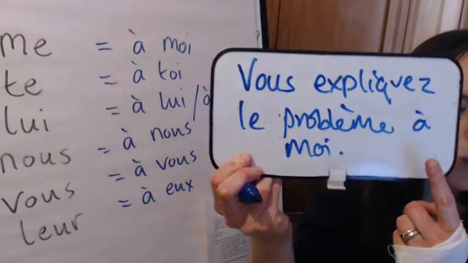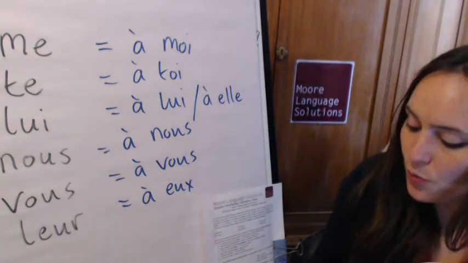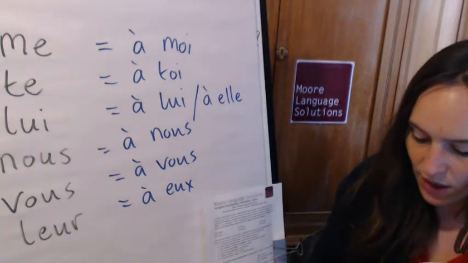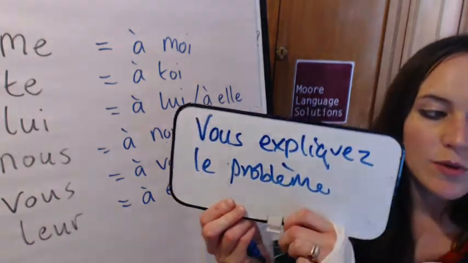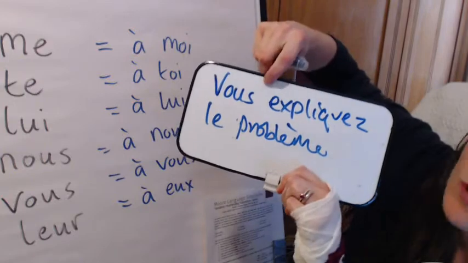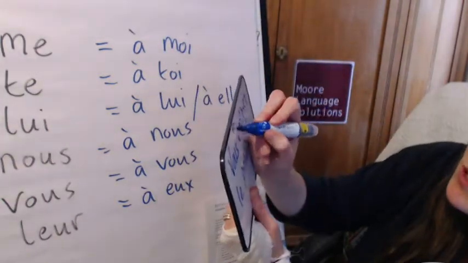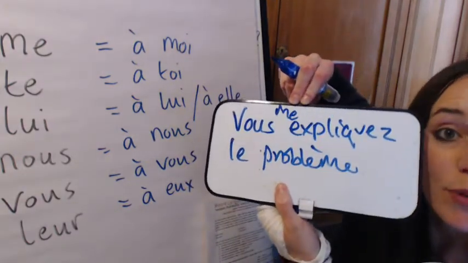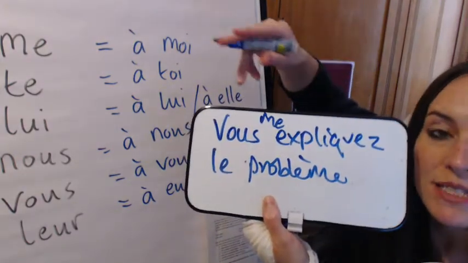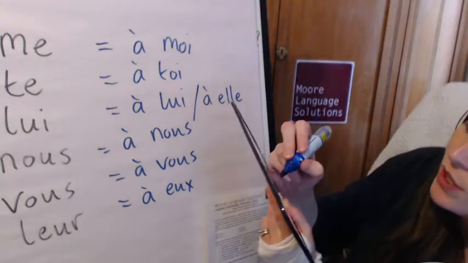So this à moi here, we're going to replace with the pronoun me. Okay, so that is what we're replacing. And where we put it in the sentence is before the verb. So there's the verb expliquer. So me in front of expliquer becomes m apostrophe. M'expliquer. Okay, so that's something that happens when you use these pronouns.